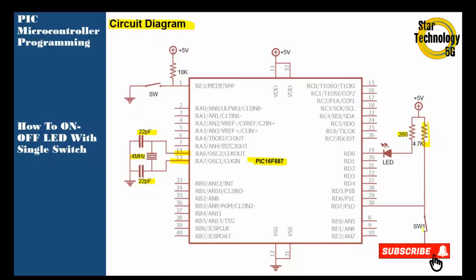And here is the switch. When we press the switch, the LED gets turned on. When we press the switch a second time, the LED gets turned off. Now draw this circuit in Proteus, and after that we will test this circuit.